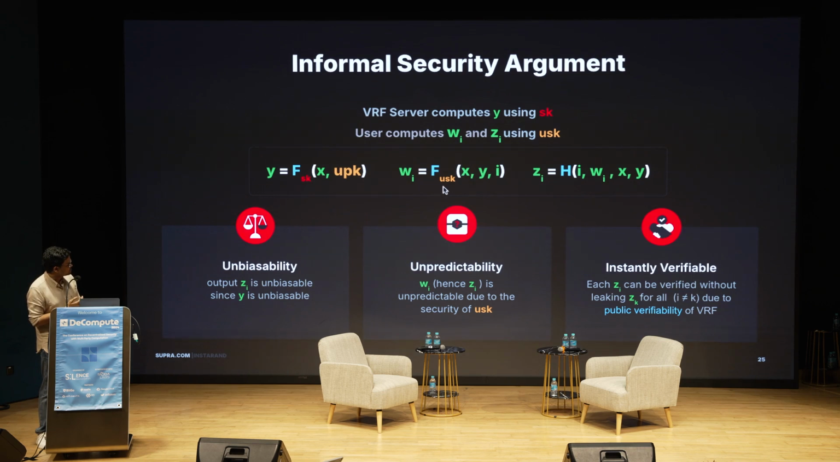So no one can predict what is USK other than the client. So if the client is participating in some other application, it cannot predict some other client's input and output. And finally, the main feature that we have is instant verifiability. Each ZI can be verified without leaking ZK. This is due to the public verifiability of VRFs.